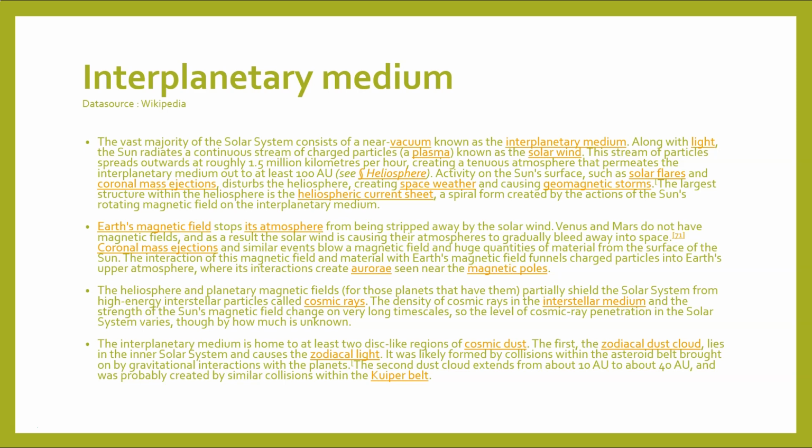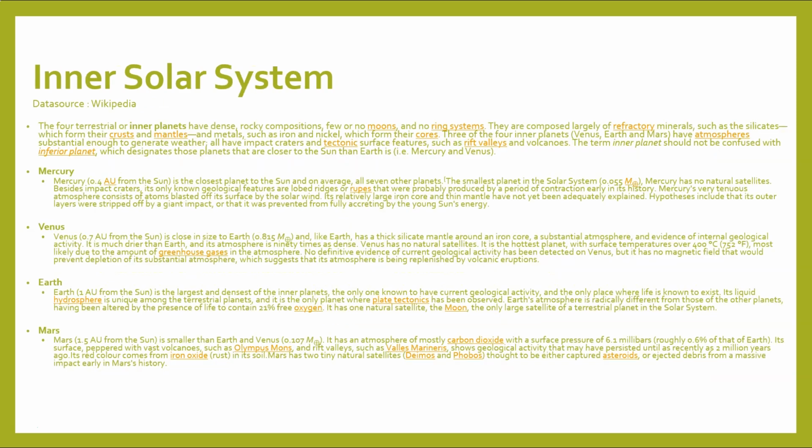The interplanetary medium is home to at least two disk-like regions of cosmic dust. The first, the zodiacal dust cloud, lies in the inner solar system and causes the zodiacal light. It was likely formed by collisions within the asteroid belt brought on by gravitational interactions with the planets. The second dust cloud extends from 10 AU to 40 AU and was probably created by similar collisions within the Kuiper Belt.